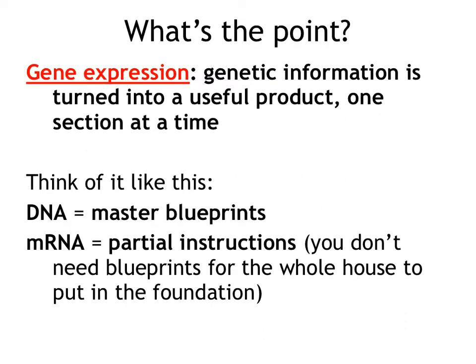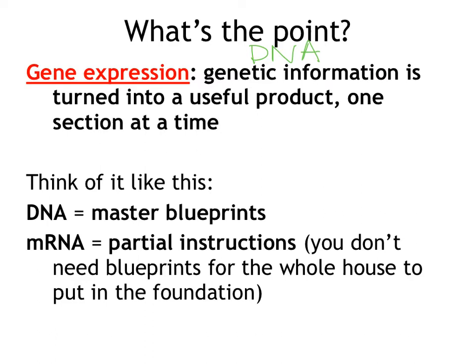So you also saw this today. What's the point? Well, because of DNA and mRNA and what we're going to talk about today being proteins, we get something called gene expression. Gene expression is when our genetic information, our DNA, is turned into something useful, one section at a time. So our DNA is awesome, it's great, but it doesn't actually give us blue eyes, if you will. Proteins make your eyes blue. DNA just says, hey, this person's going to have blue eyes.